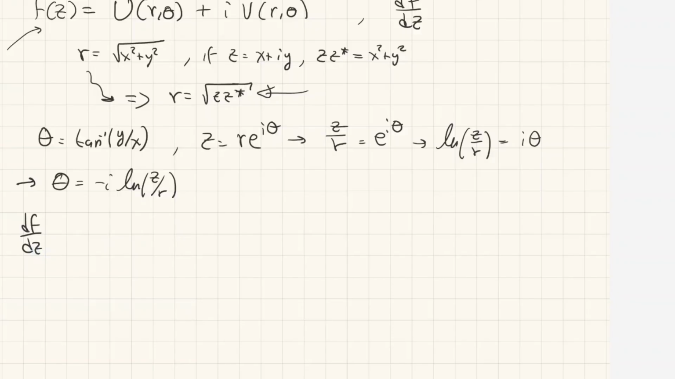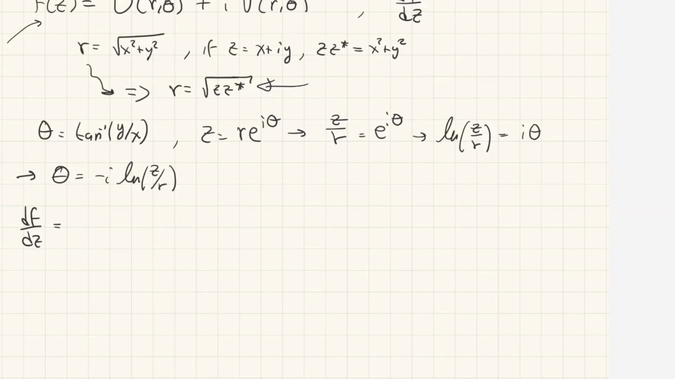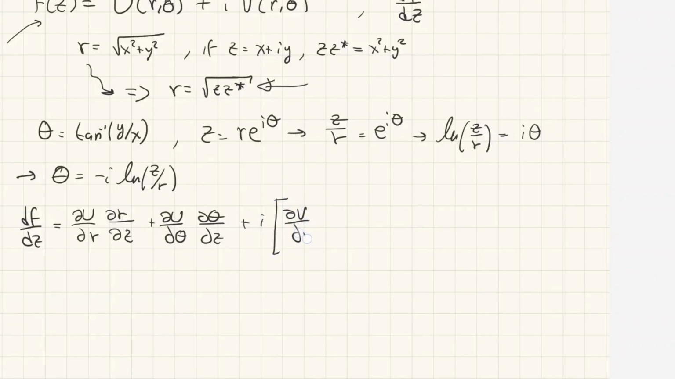So again, we are going to consider this expression to calculate the derivative of f with respect to z. Okay? So looking that we have functions of r and theta, and that r and theta are functions of z, we need to use the chain rule, right? So for example, for the u, we will get that this is the derivative of u with respect to r, and then the derivative of r with respect to z, plus the derivative of u with respect to theta, the derivative of theta with respect to z, and then plus i times the derivative of b with respect to r, the derivative of r with respect to z, plus the derivative of b with respect to theta, times the derivative of theta with respect to z.